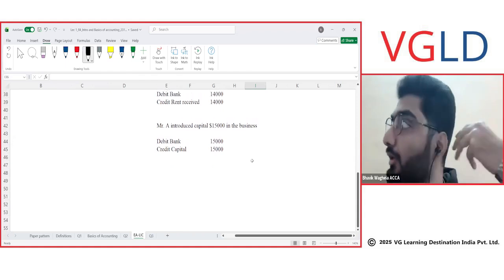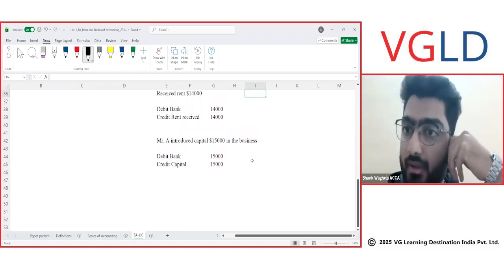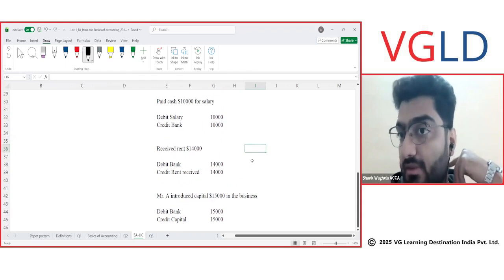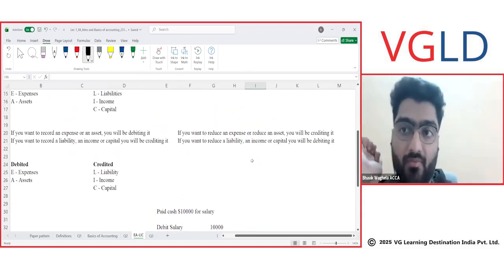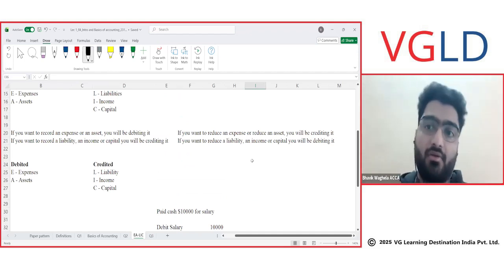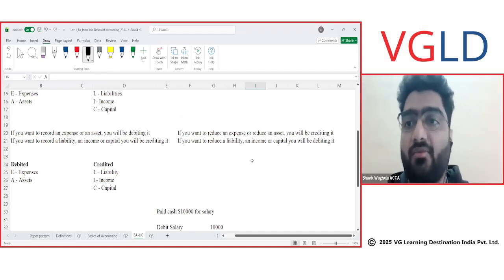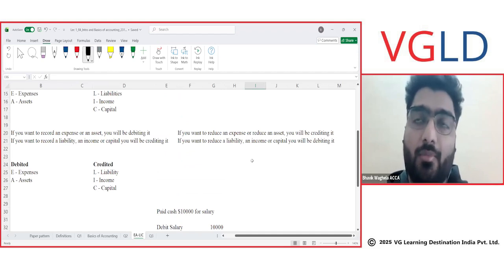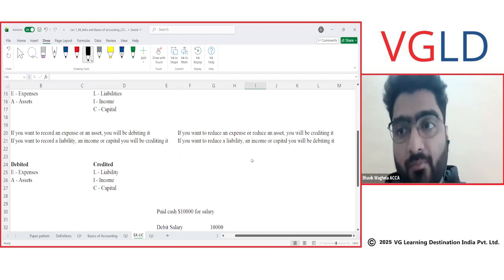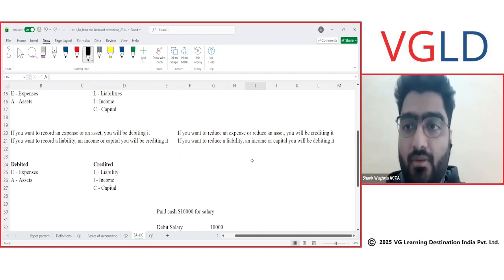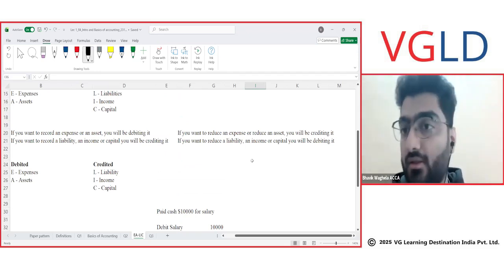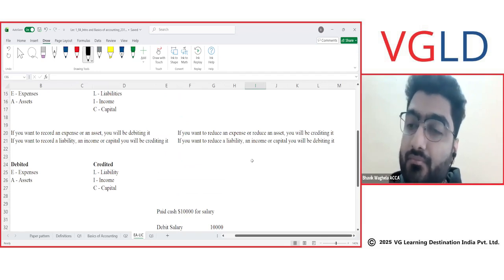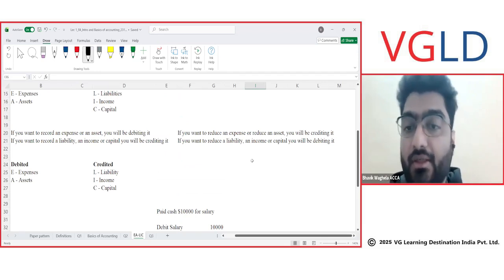See, we do accounting always from the business's standpoint, never from the owner's standpoint. We assume that the business owner is different, and the business entity is different. Why? Because there is a concept known as the entity concept. In this concept, the business owner is different, and the business entity is different.